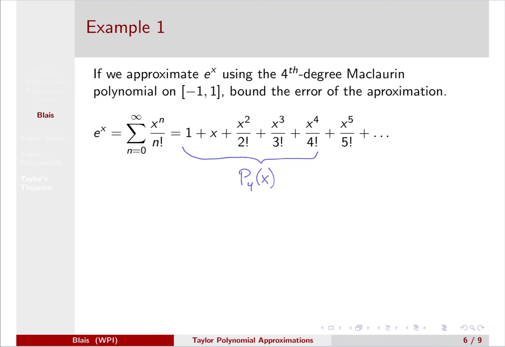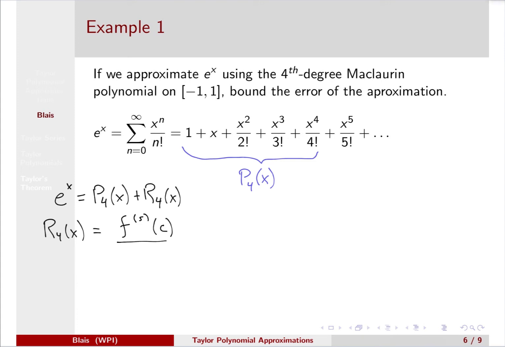So now let's think about what Taylor's theorem says. Taylor's theorem tells us that f of x, in this case e to the x, is equal to p_4 of x plus r_4 of x, where r_4 will look like the first term left out. So we will have the fifth derivative of f evaluated at c over 5 factorial times x to the fifth.